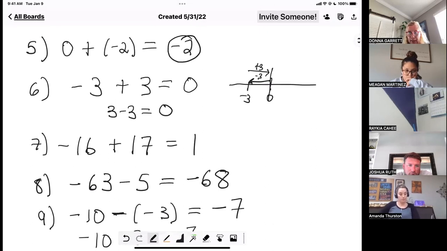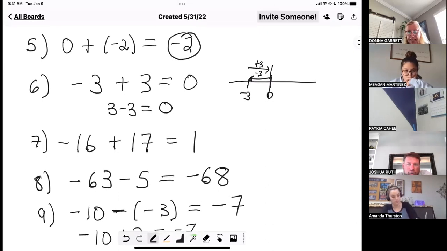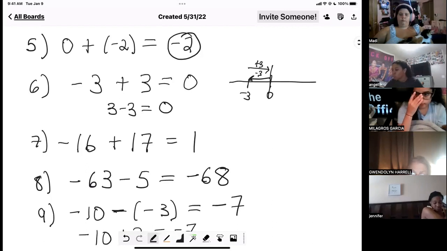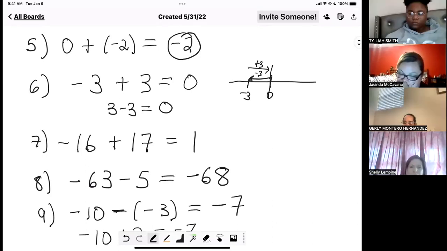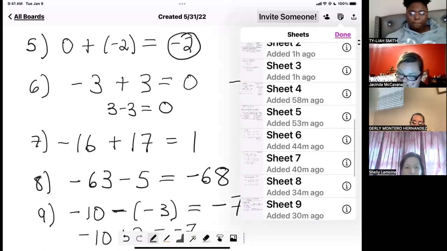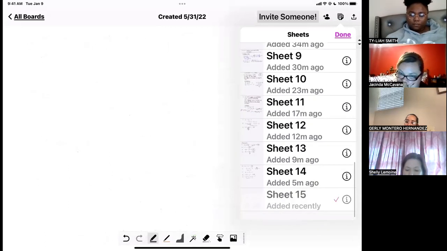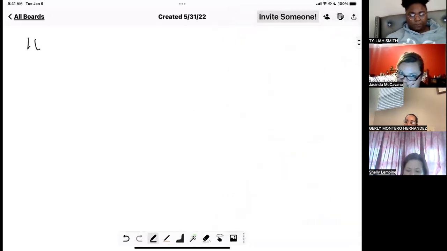Good so far? Everybody happy? Everybody seems to be doing really good. I see heads, good. Good, good. Okay, awesome. I want to get really, really good with these. When we get to algebra and putting these numbers together, it's so much easier.